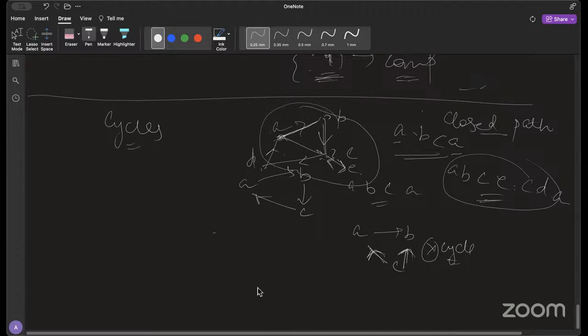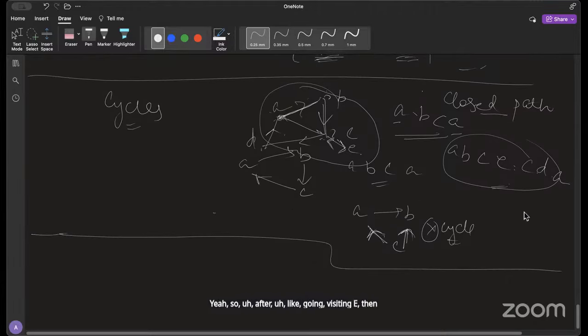But this A, B, C, E, C, D, A should be a walk, right? Not a path, because we are repeating the vertices. But that's fine. This is considered a cycle. Even if it is a walk, it is a cycle. So after visiting E, we go back to C, and then we go back to D, and then to A. You can also do this: A, B, C, and then D, and then A. This is also a cycle.